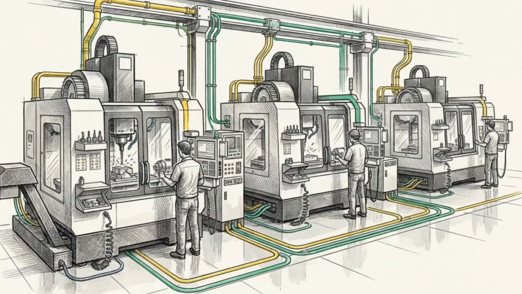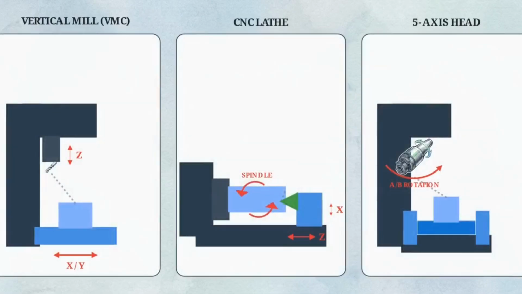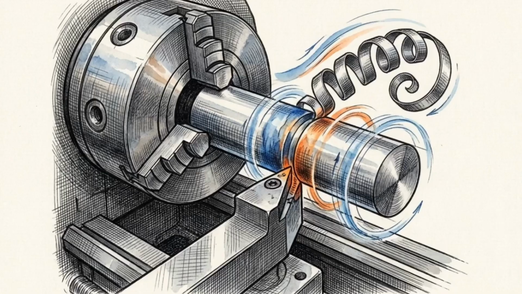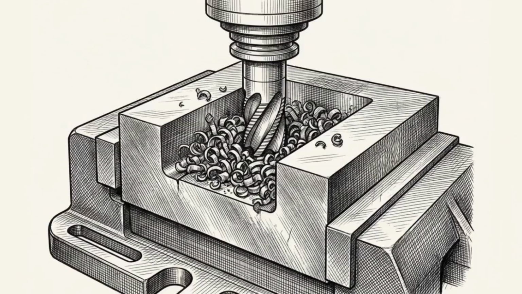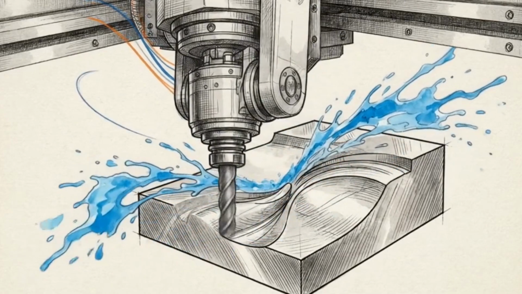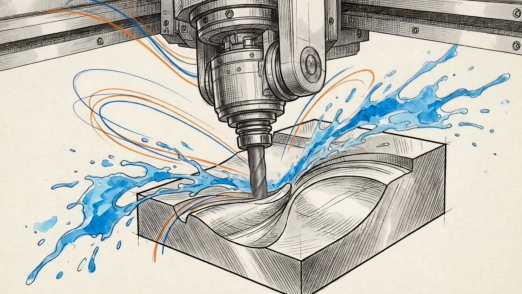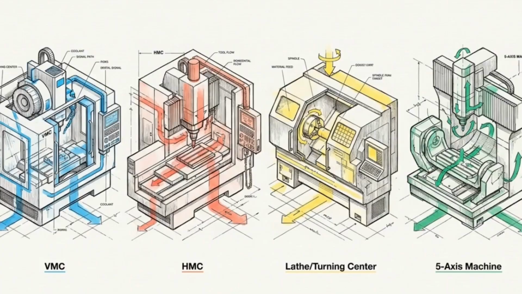This basic pathway from the digital brain to the mechanical muscle applies to almost all CNC equipment. However, different types of machines are built to move in vastly different ways. A CNC lathe spins the material instead of the tool, operating differently than a vertical machining center. And a 5-axis machine adds rotational movement that allows it to reach complex angles a standard 3-axis machine simply cannot. We will explore all of those specific machine types in our next episode.